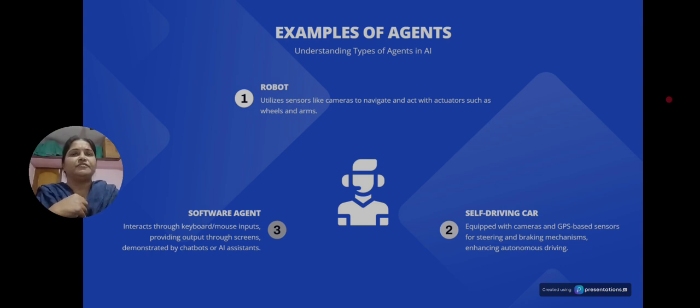Examples of an agent include a robot, a self-driving car, and a software agent, etc. These are all well-known examples of agents. When we take a robot as an example of an agent, the actuators, or the devices we use to activate this robot, are the wheels and arms, so that it can move from one place to another.